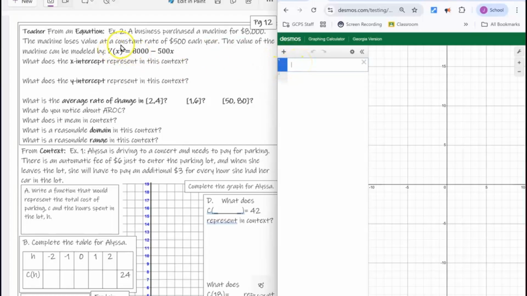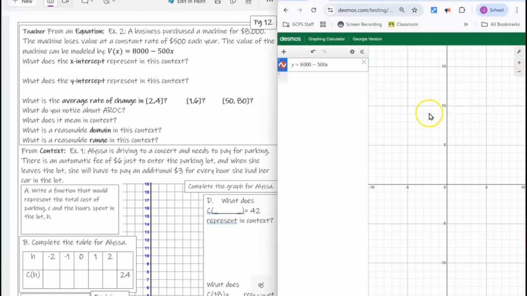Remember, V of x is function notation, what we do in 9th grade, whereas y equals is an equation. If I only have one variable and equals, it's an equation, a linear equation, because that's what this is. Or if I put two variables or two letters, then it is a function. To save on time, I'm going to put an equation because it doesn't matter. So I've got 8,000 minus 500x. Now I have a graph. Oh no, I don't have a graph.